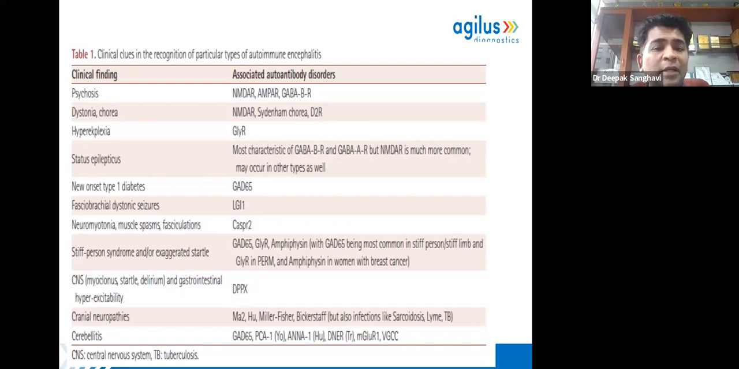And also we have to know that they are done from serum samples as well as CSF samples. There is a list of antibodies which are more commonly found in serum and some antibodies mainly found in CSF. So accordingly, the clinicians will ask for the respective test from the respective sample.